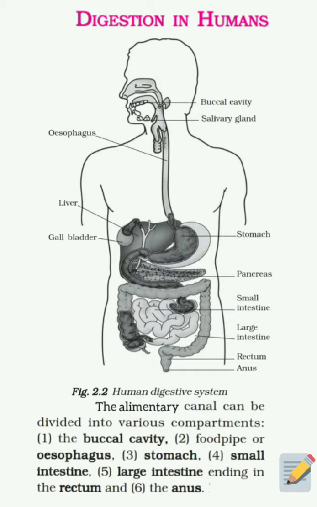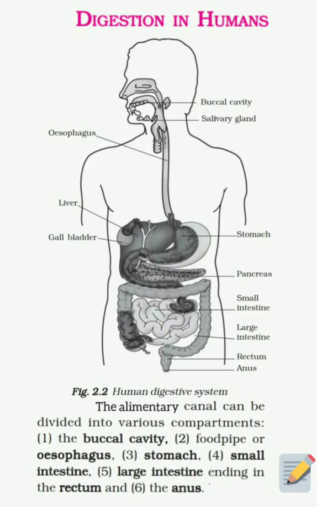So class, as you can see in the slide, we take food through our mouth, then digest it and utilize it. So the food passes through a continuous canal which begins at the buccal cavity and ends at the anus. The canal can be divided into various compartments. First one is the buccal cavity, second the food pipe or esophagus, third one is the stomach, then fourth one is the small intestine, fifth one is the large intestine, ending in the rectum, and sixth one is the anus.